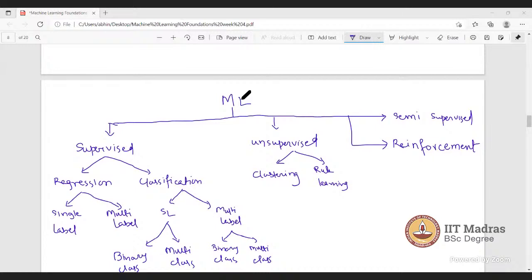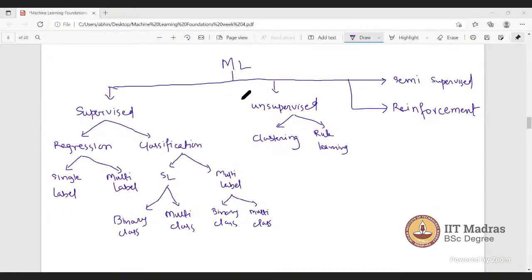Next thing is the machine learning taxonomy that we used in the first week. In our course, we are covering supervised learning and unsupervised learning. Apart from that, there are semi-supervised and reinforcement learning. Our focus is on supervised and unsupervised learning. In supervised learning, we have two kinds of models: regression and classification. Regression we use when our output is real. Classification we use when our output is discrete.